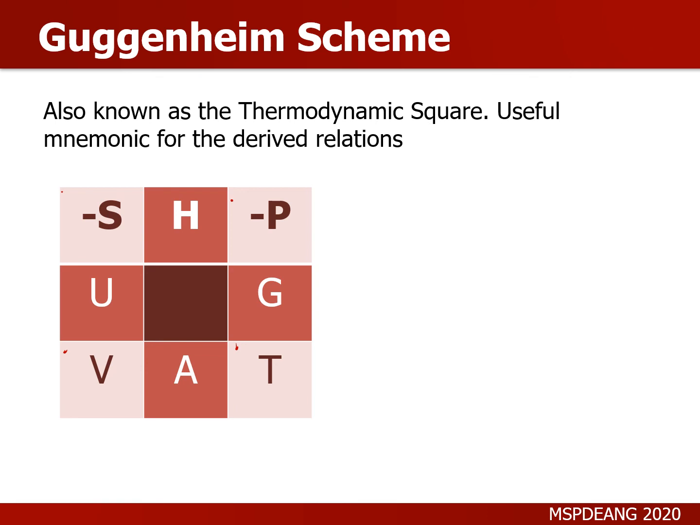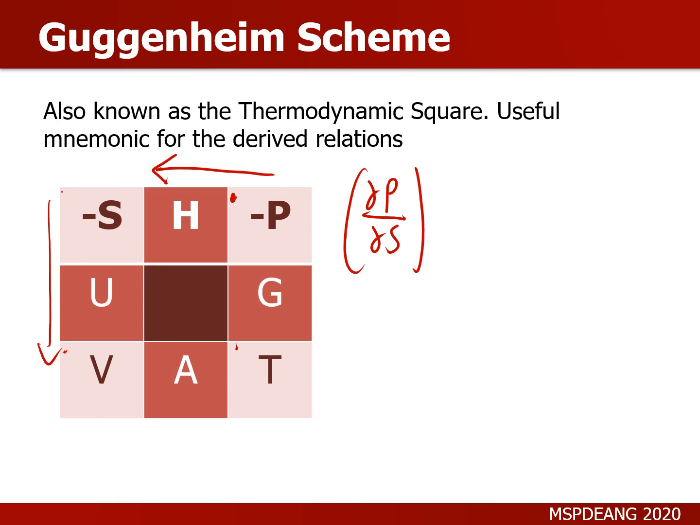Pick any arbitrary starting point. Let's start here, P. So partial of P, and then pick any direction. Let's go with this direction first. So partial of P, then the next corner, partial of S, then the next corner, V. So partial of P with respect to S at constant V. Then for the third, take out the sign, it's positive V. This is equal to, next corner, drop here again, partial of T.